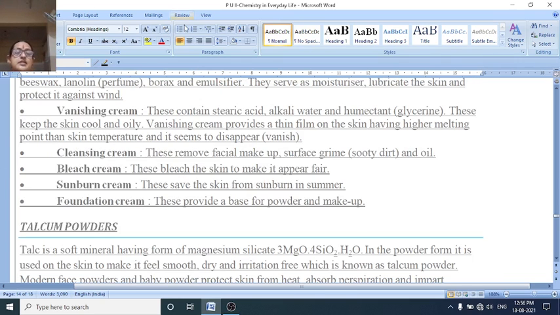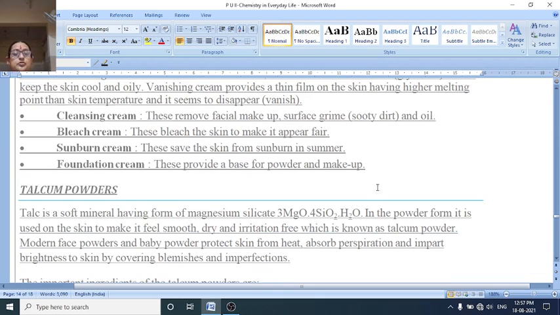So cleansing, one more example is astringent. Astringent is used to remove the dirt, so it is a cleansing cream. Next is bleach cream. These bleach the skin to make it appear fair. So it is harsh on the skin. Next is sunburn cream. These save the skin from sunburn in the summer. So if you apply that cream, you will be saving your skin from being tanned.